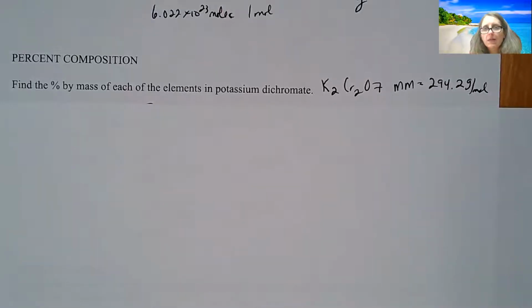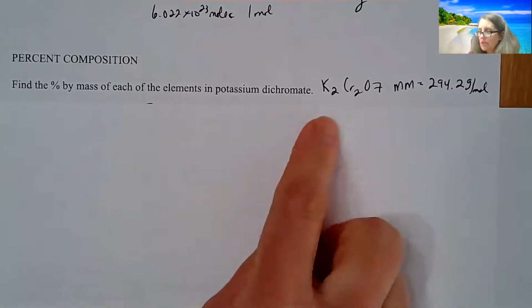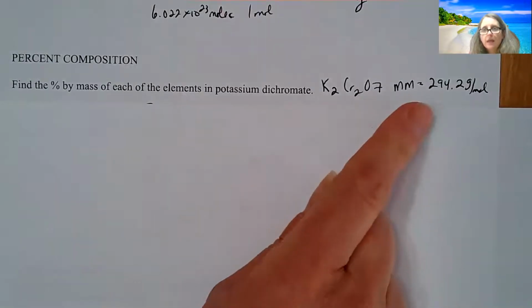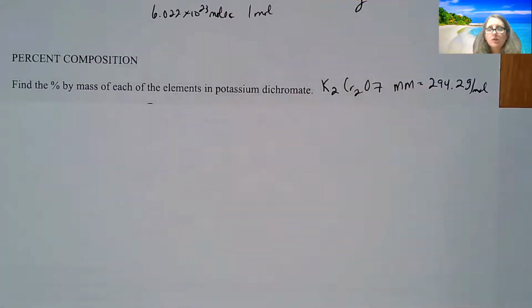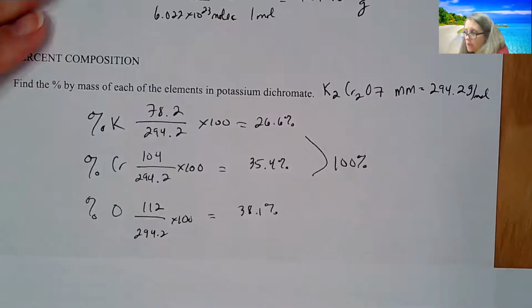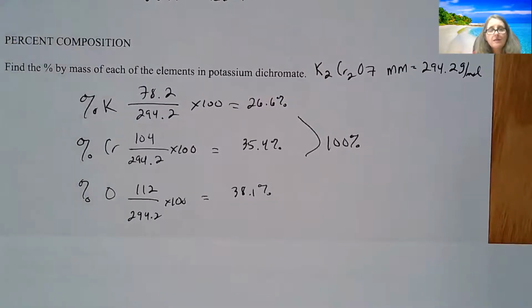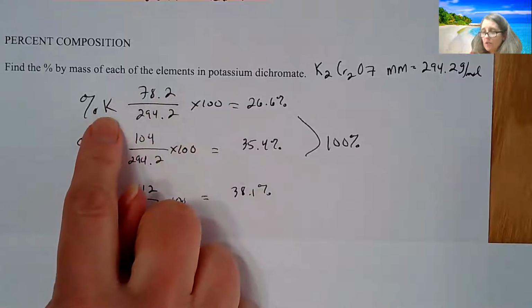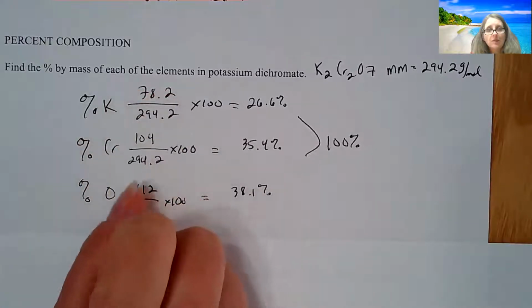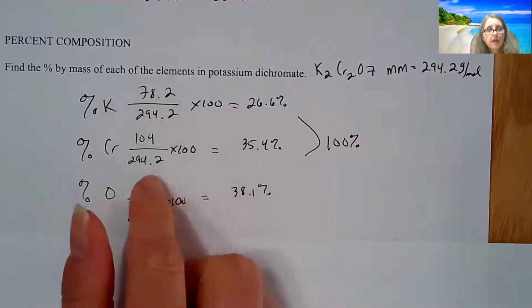If I have potassium dichromate, it's going to be K2Cr2O7. And if you add up all of those, the molar mass is around 294.2 grams per mole. So how much do you have of potassium, chromium, and oxygen? What you do is take the mass of each one and put it over the total. Since there are 2 potassiums, you will have 78.2, and then you multiply it by 100.